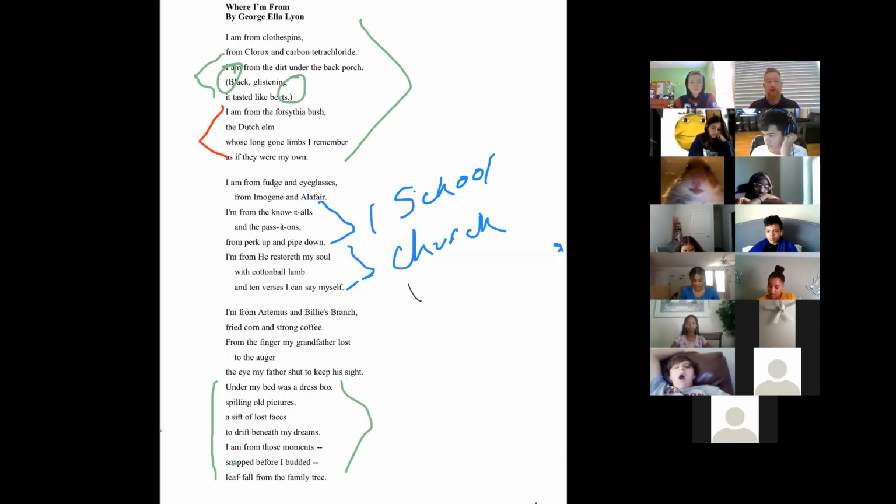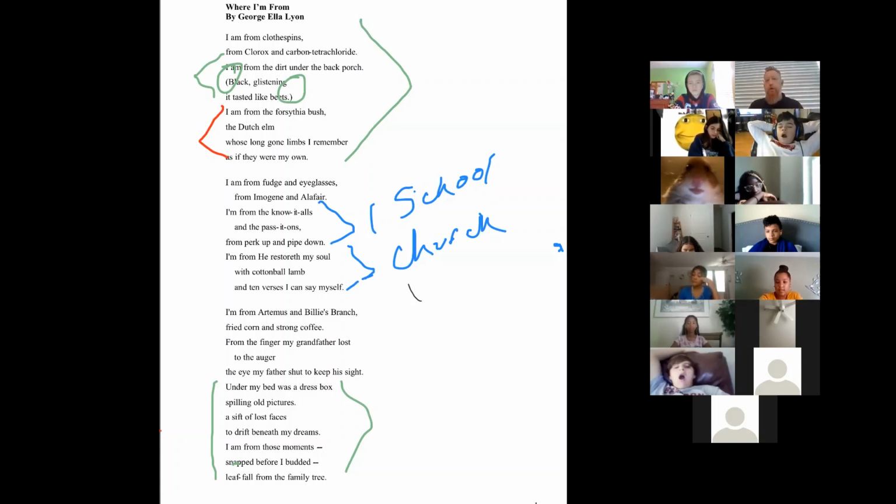Now, one of the things that maybe doesn't exactly ring true for us is because we're not from Kentucky, we may not know Imogene and Alifair. Maybe those are cities. Maybe those are towns in Kentucky. Artemis and Billy's Branch. Again, are those cities? Are those people? I don't know. It's hard to say. So we have a little bit of disconnect in those particular areas.